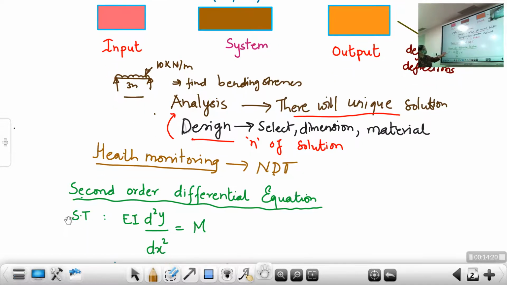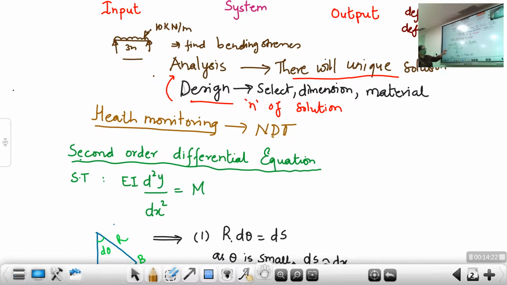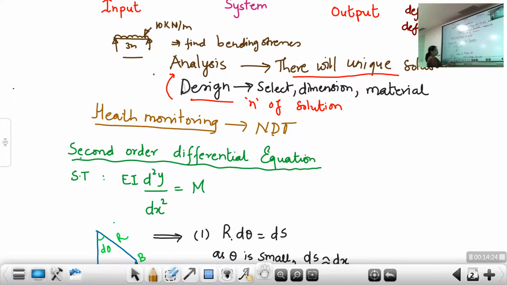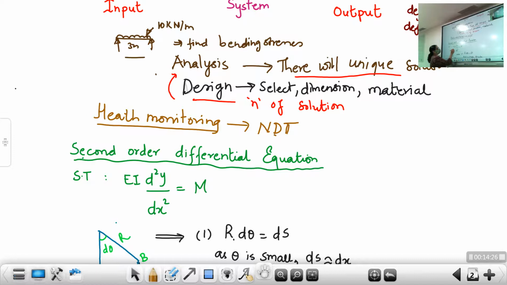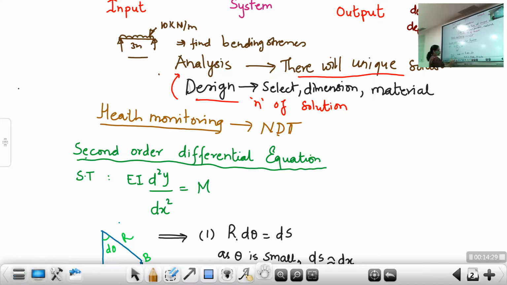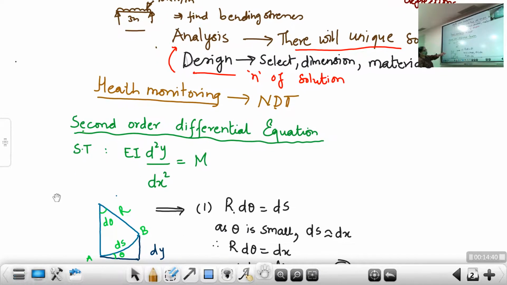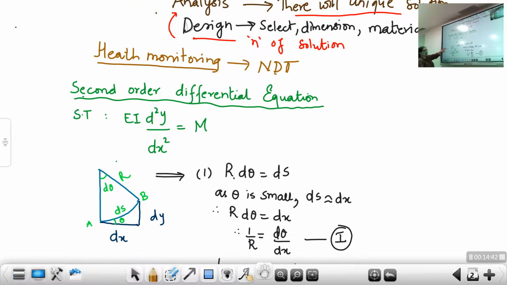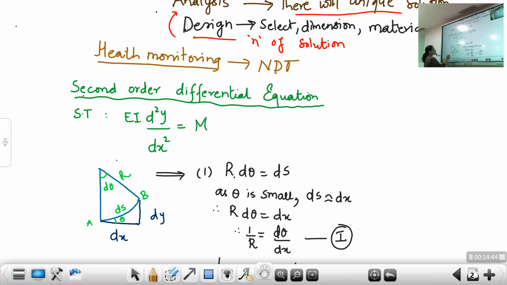So the second order differential equation can be proved and shown to be EI d square y upon dx square is equal to M. So to start with this, what we will do is, we will just take a small portion of the beam. When a beam undergoes bending, we are going to take a very small portion of the beam, AB.